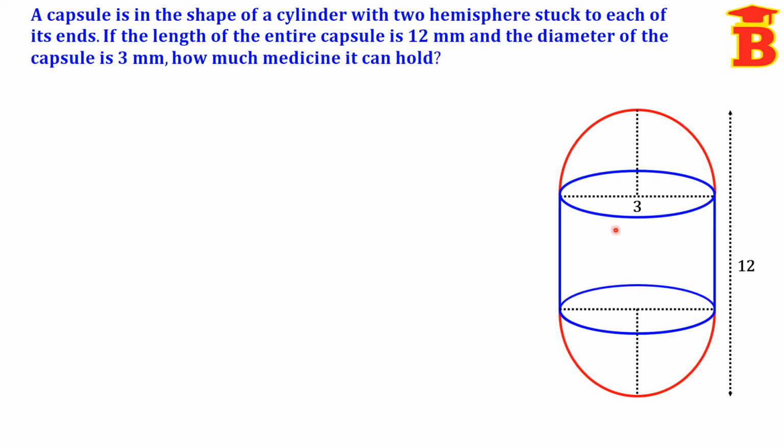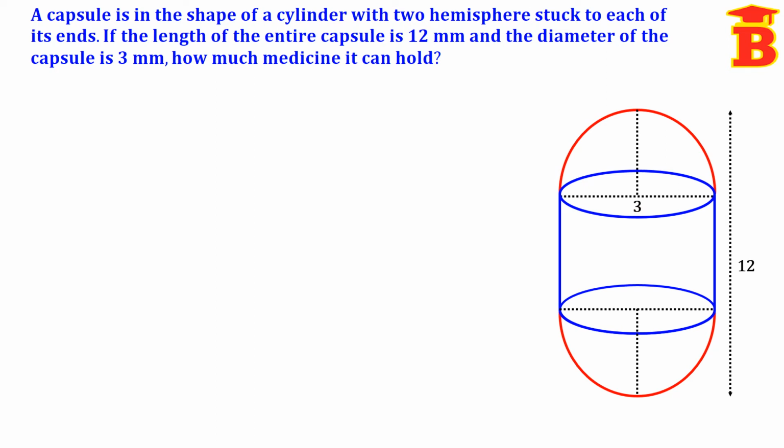Here this blue color is the cylinder and this red color is the hemisphere. It is given that the capsule is a cylinder with two hemispheres at the two ends. So here we have two hemispheres at the two ends of the cylinder. And the given total height is 12 mm, and the diameter is 3 mm.